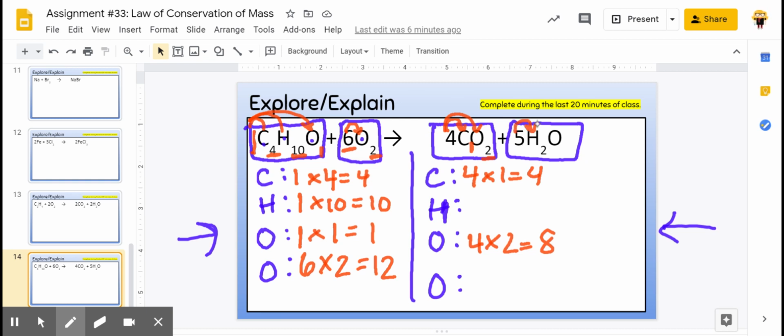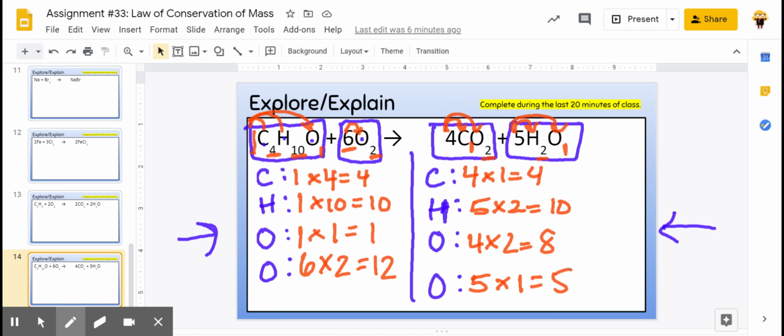This coefficient goes with everything behind it. So there are 5 H's times a subscript of 2, 10 H's total. There are 5 oxygen times an invisible number 1, 5 oxygen.